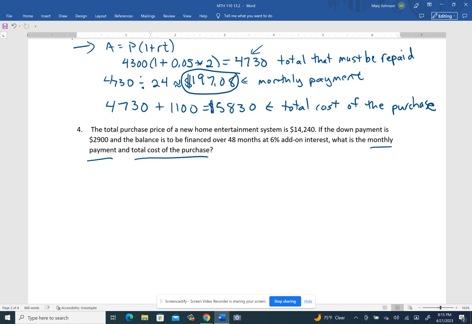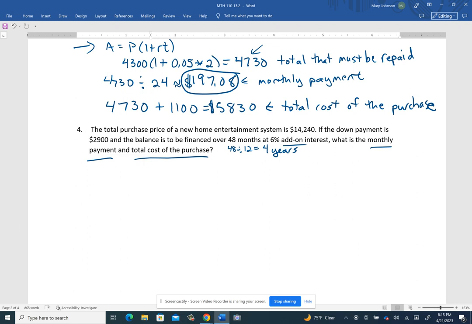So let me go ahead. This time they gave me 48 months. If I take the 48 and divide it by 12, that tells me that's the same as 4 years. Because in one part of this, I need to know how many years, and in another part, I need to know how many months. So I really need them both. And it's just add-on simple interest.